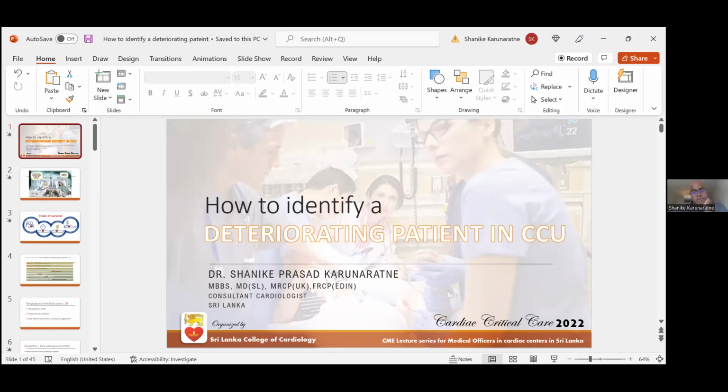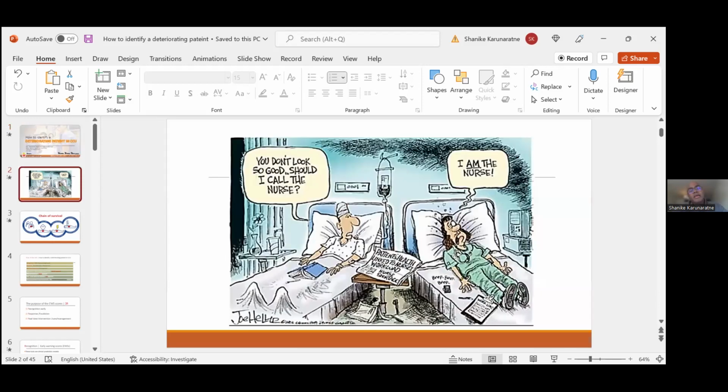Deterioration in CCU is a very common phenomenon because most of these patients have multiple comorbidities, with non-ischemic and ischemic deteriorating conditions. So sometimes we are all really overburdened by the fact that we are all exhausted, so that we feel that we are more deteriorated than the patient.